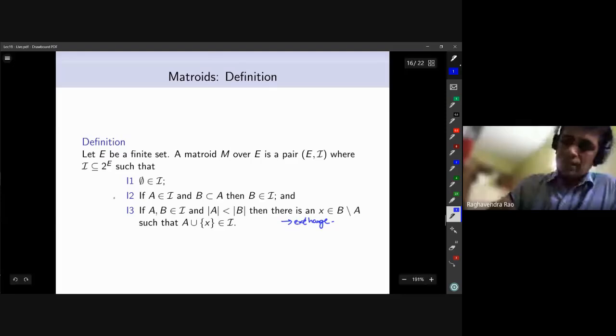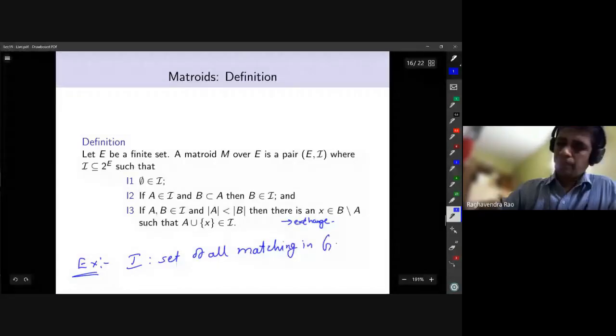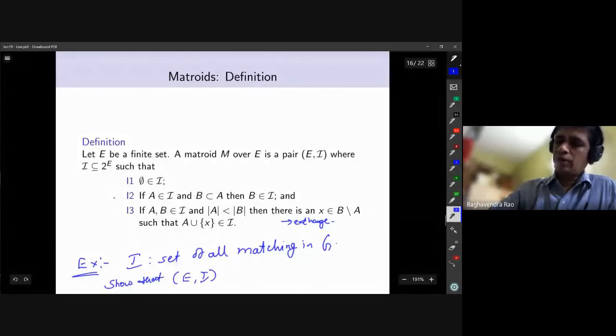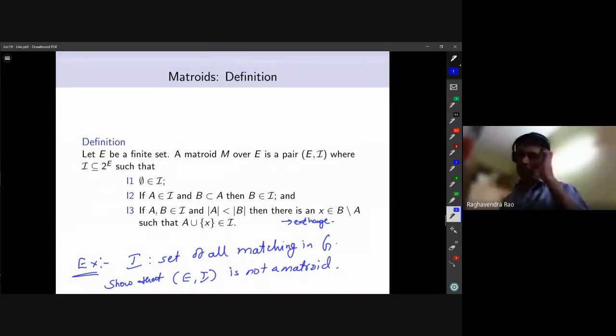So the exercise is: let I be the set of all matchings in G, for a given graph. Show that (E, I) is not a matroid. I'll come with some examples in the next lecture. So this is one exercise that you can think about offline. I'll stop here.